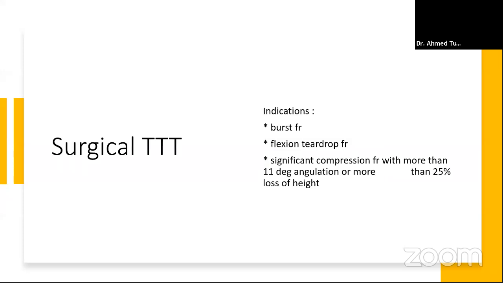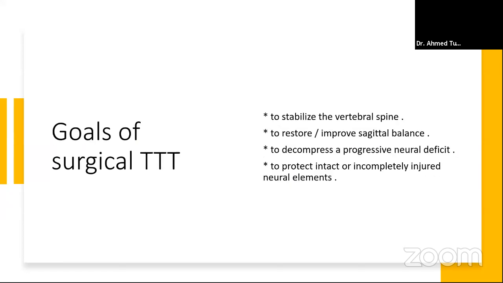When to do surgical treatments? In a burst fracture, flexion teardrop fracture, and significant compression fracture with more than 11 degrees angulation or more than 25% loss of height. Our goals for surgical treatment include stabilization of the vertebral spine, restoring or improving sagittal balance, decompressing progressive neurological deficits, and protecting intact or incompletely injured neural elements.